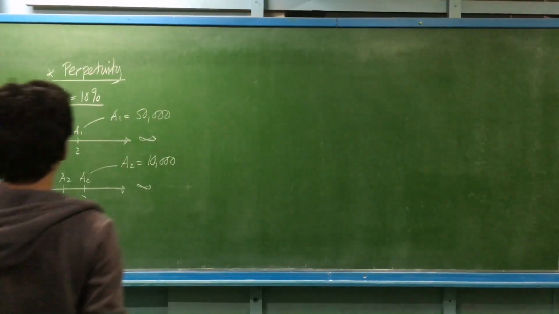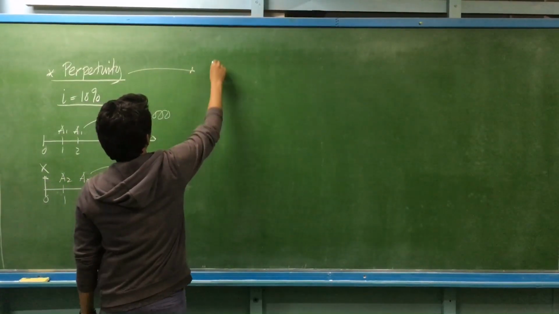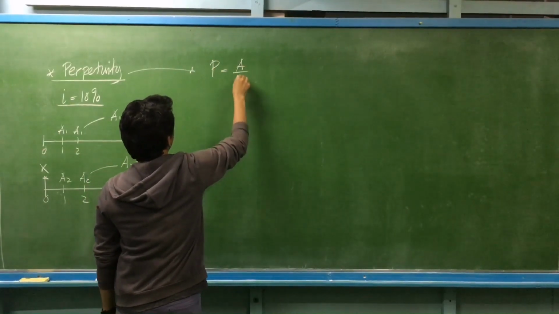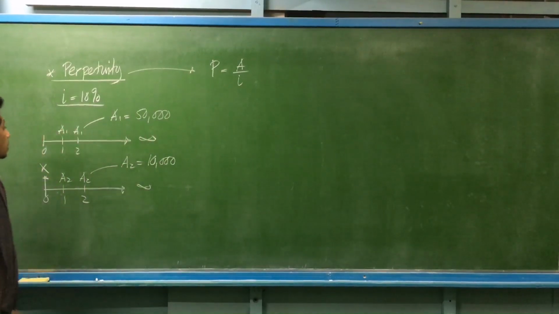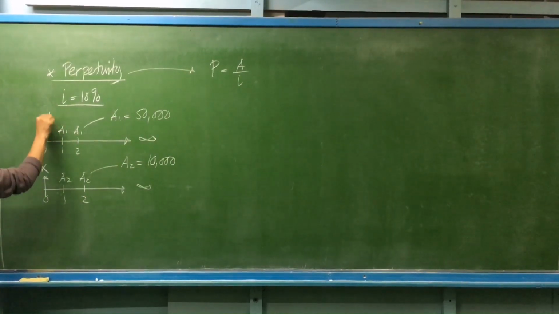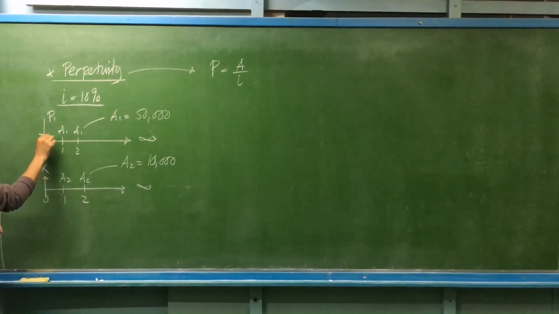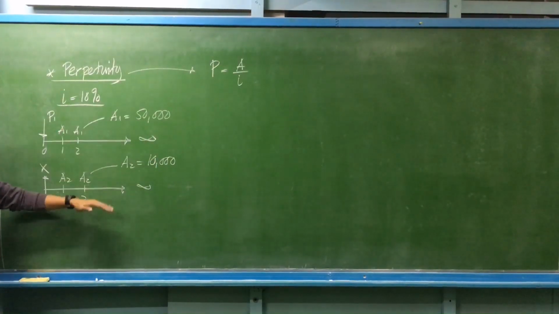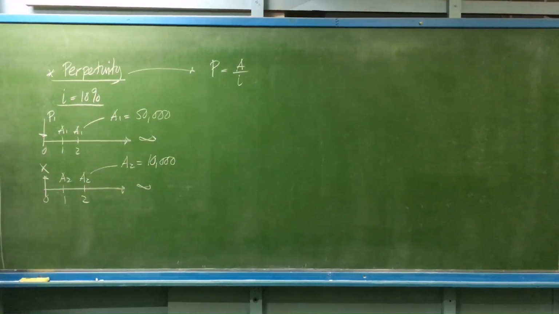Okay, so for perpetuity, paano kumuha ng present amount? Present amount is equal to the annuity divided by the rate of interest. So, kailangan ko lang dito yung present amount. Let's say present amount number 1 ni 50,000. Kung ano yung expenses dito sa initial case, dapat yun yung expenses sa second case.